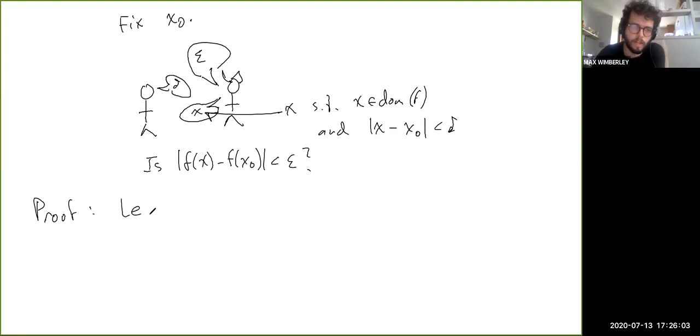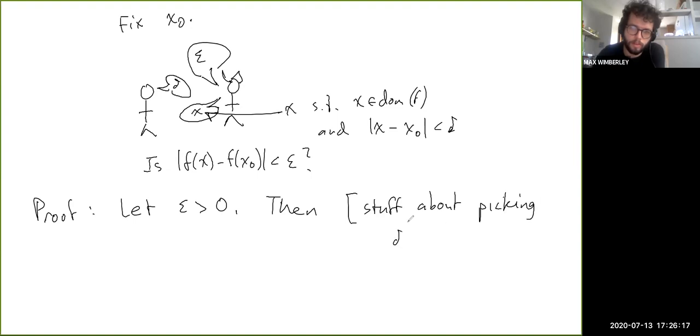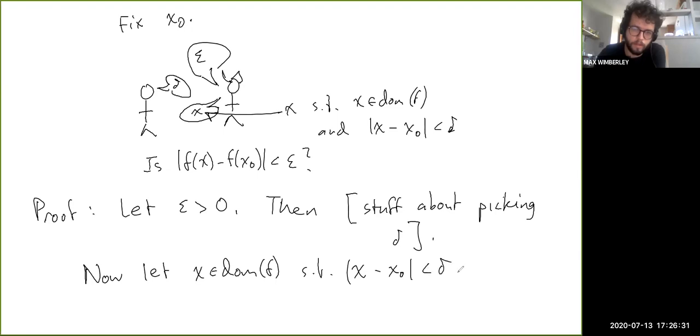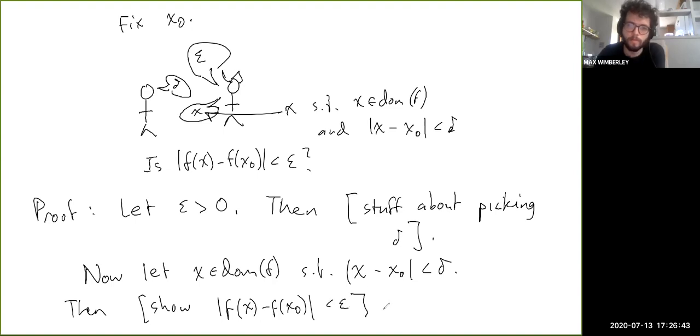So in a proof, you'd say let epsilon be greater than 0, and then stuff about picking delta. Then you'd say let x be in the domain of f such that |x minus x naught| is less than delta. Then show that |f of x minus f of x naught| is less than epsilon, right?